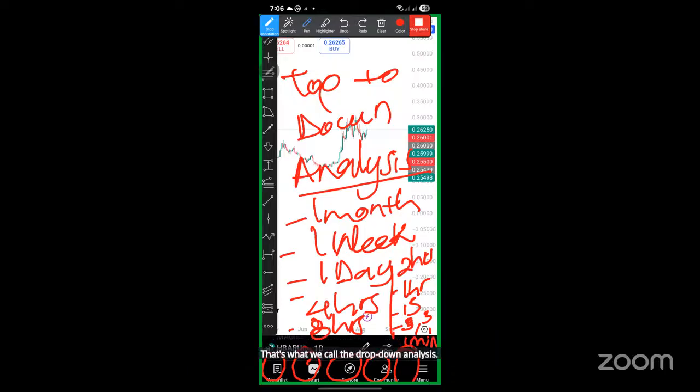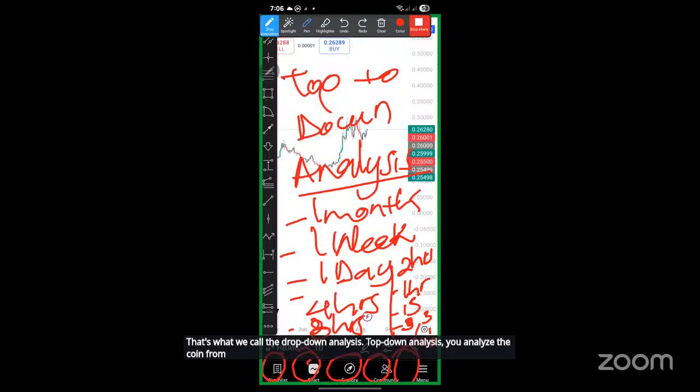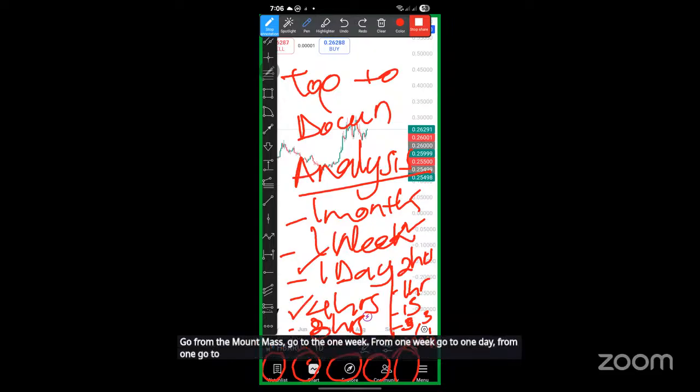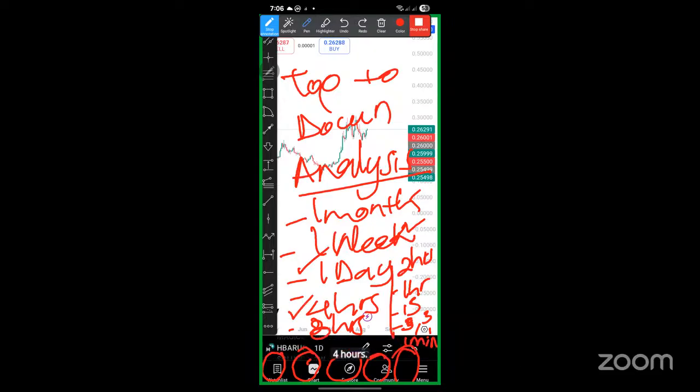In top-down analysis, you analyze the coin from the 1 month, go to the 1 week. From 1 week, go to 1 day. From 1 day, go to 4 hours. From 4 hours, go to 2 hours. From 2 hours, come back to 1 hour. Tap on the 15 minutes time frame. Come to the 5 minutes. Tap on the 3 minutes. Come to 1 minute and see what the coin is doing for you to get a confirmation.